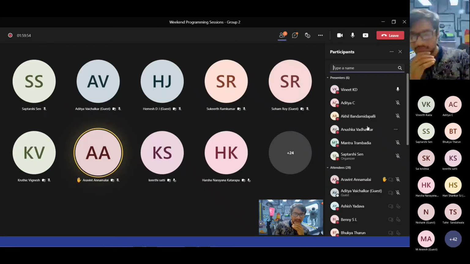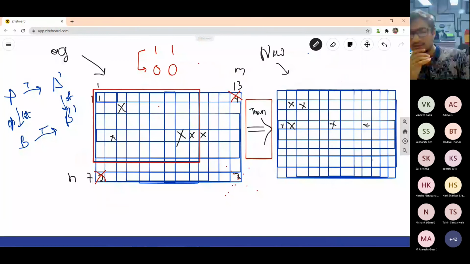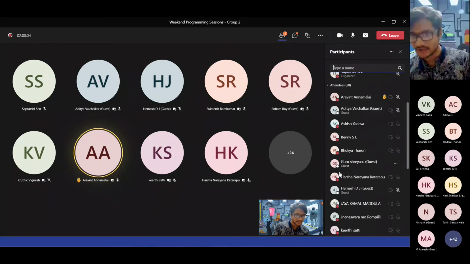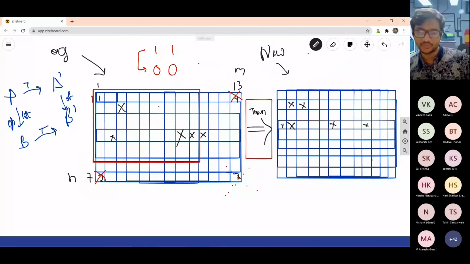Is everyone here with me? Okay. Kruti, did you get what we did? Yes, bro. Okay. Do you think the cells I have marked black are correct, or is there something I am missing? Will there be some other cells which would also become black, or did I mark some cells wrong?